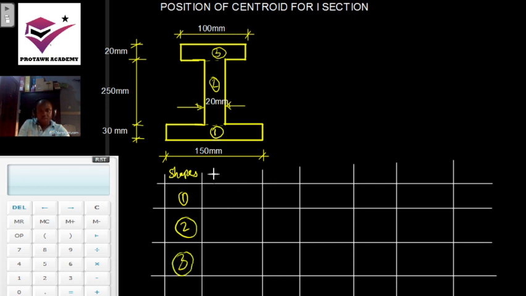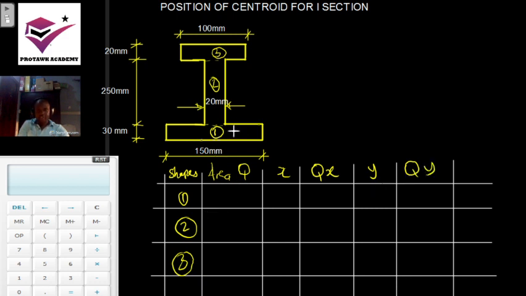Okay, so the next thing we have to get here is the area of each shape, which is denoted by Q in millimeter square. Then we have x. This is our Qx, Q multiplied by x. Here is our y, and this is our Q multiplied by y.